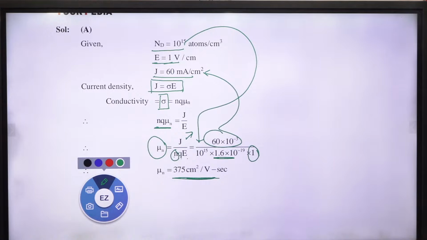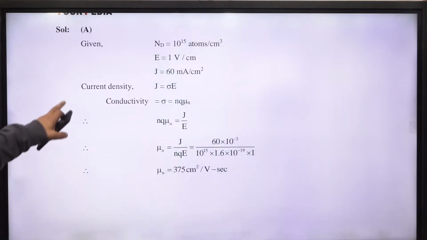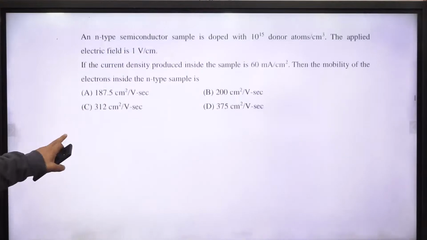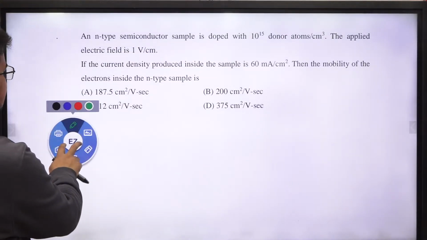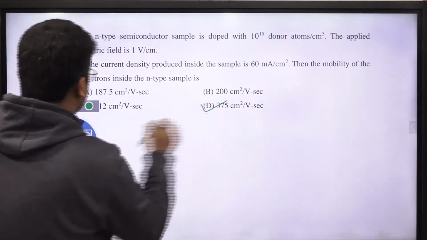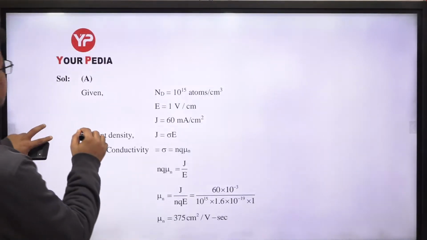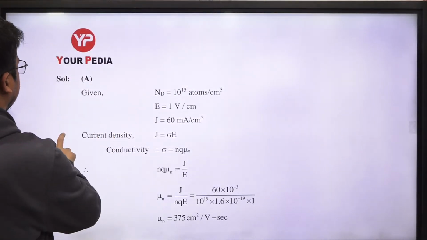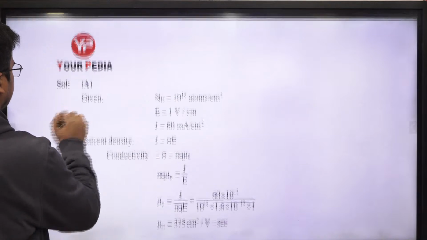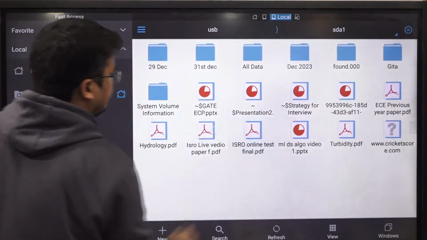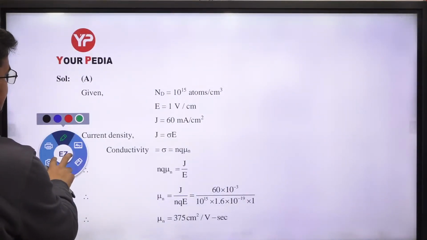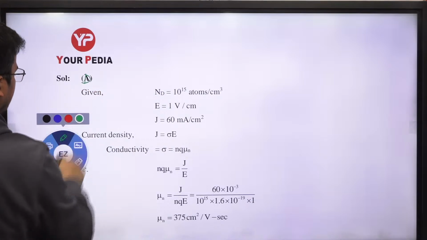Tell me. Okay, 375 is option D. Let me check once, it might be a typing mistake. Yes, 375. D is the answer. Perfect. D is the answer. Right, right, Anirudh. So the answer for this is D, guys. Now moving ahead, next question.